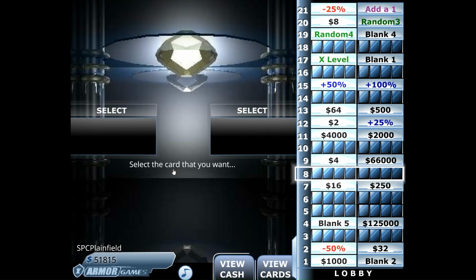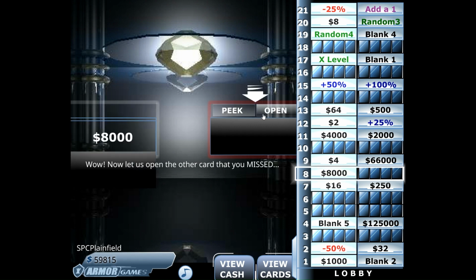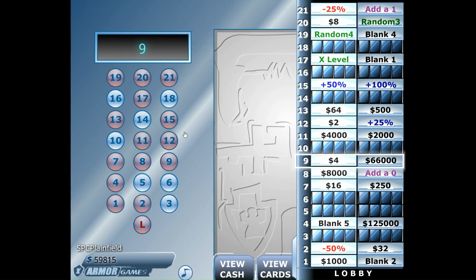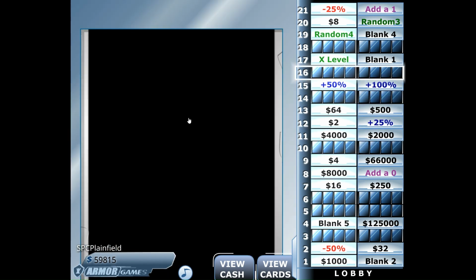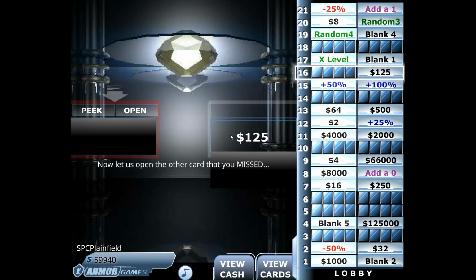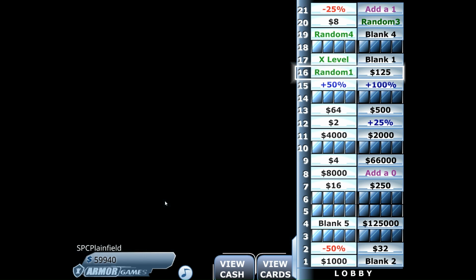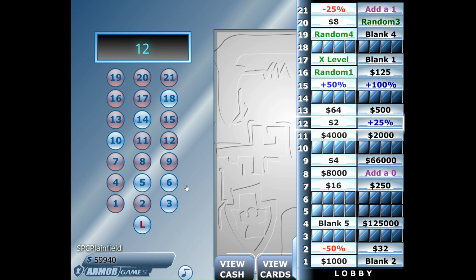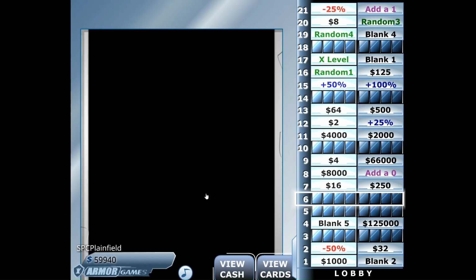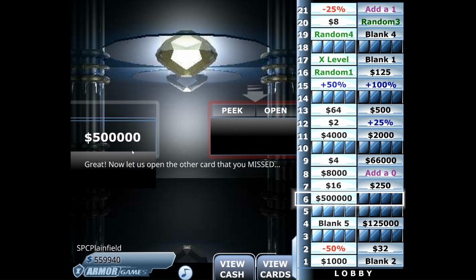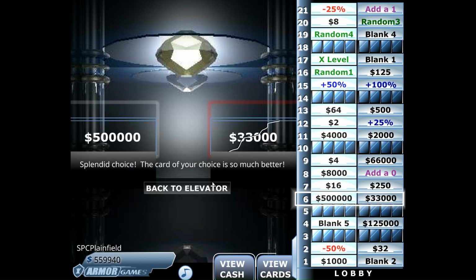Let's go up to number 8 right next door, and take a look at the left side. $80,000, otherwise we would add a zero. 16. Let's see what the right side's got. $1,250. Six floors are left in play. Let's go to 6 and look at the left side. $5 million.